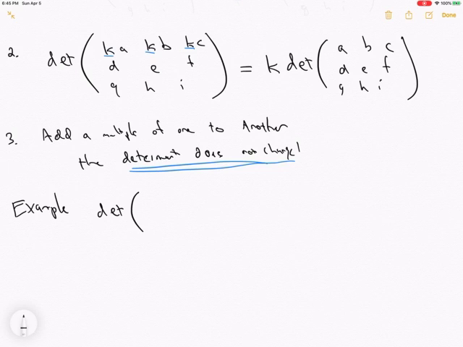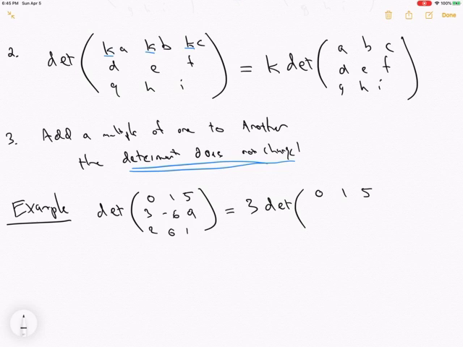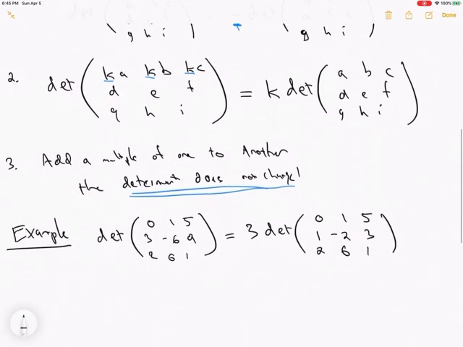So let's consider this matrix here: 1, 5, 3, minus 6, 9, 2, 6, 1. The goal is to turn this into a triangular matrix, and then it's easy to calculate the determinant of it. So, for example, we can pull the 3 out from the second row, I misspoke, then we get 1, minus 2, 3, 2, 6, 1. So just by using the second elementary row operation, that's what we get.